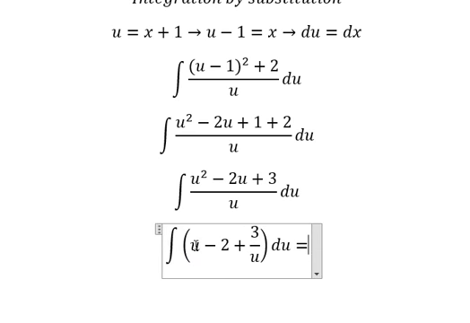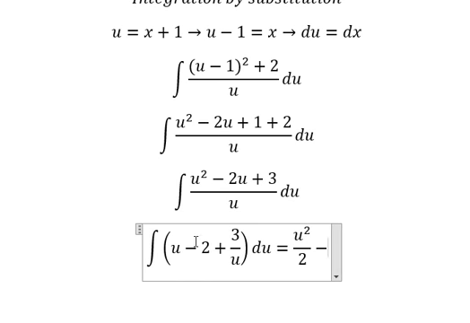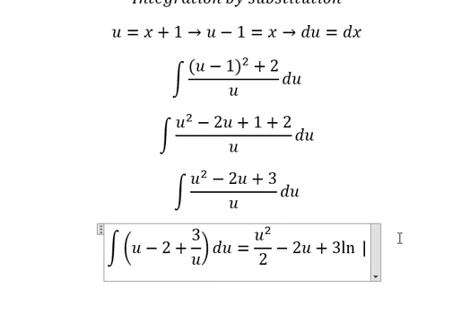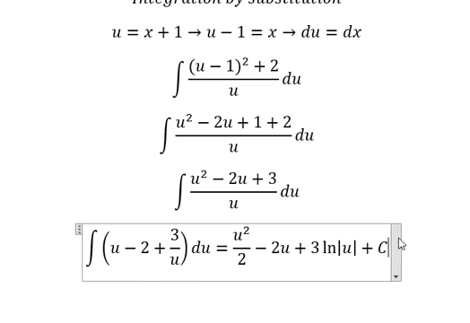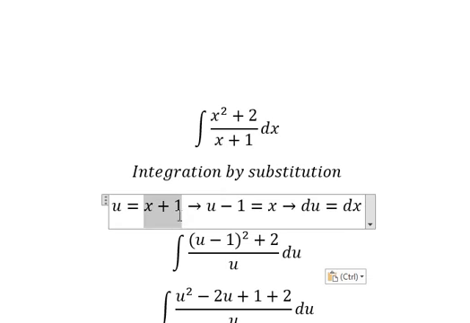The integration of u, you get u squared over 2. For number 2, you get 2u. For this one, you get 3 ln of the absolute value of u. And we put C. For u, that's x plus 1.